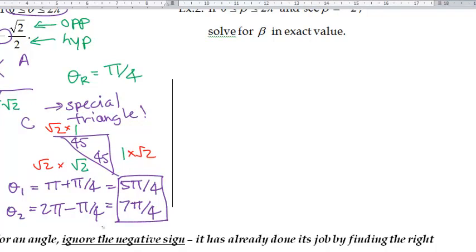Okay, so the second one in the fourth quadrant, 2 pi minus pi over 4, which is 7 pi over 4. So we have two solutions for this question, and you can check them by using your calculator.